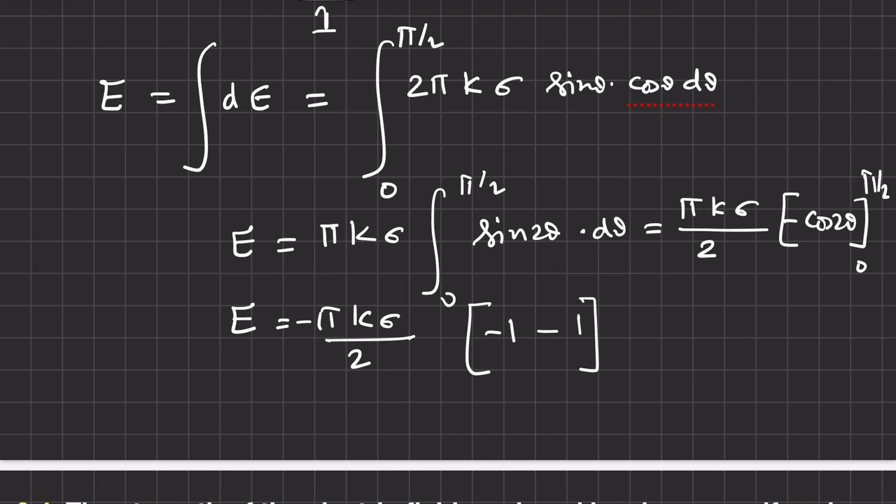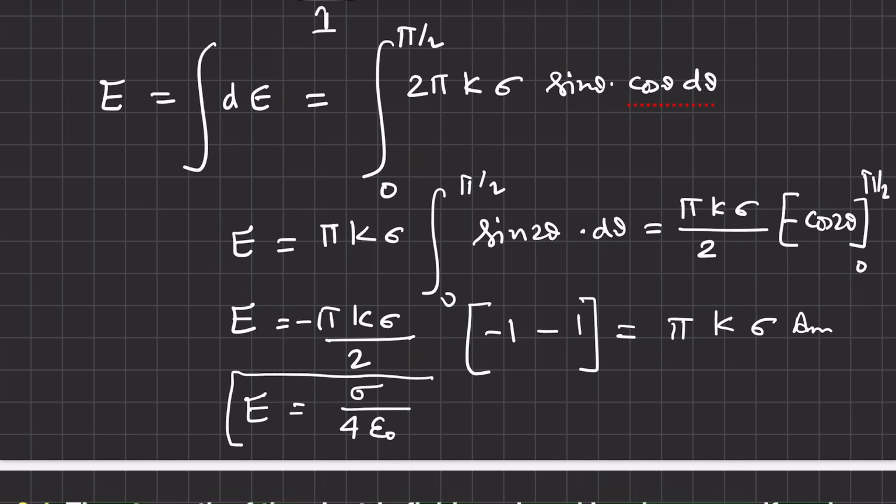So it will become minus 2 multiplied with the minus, and the 2 will be cancelled. So it will simply come to pi k sigma. That would be the answer in a standard way. So guys, k we can replace with 1 by 4 pi epsilon naught. So pi will cancel, and it will become sigma upon 4 epsilon naught. And that would be your answer for this particular problem.